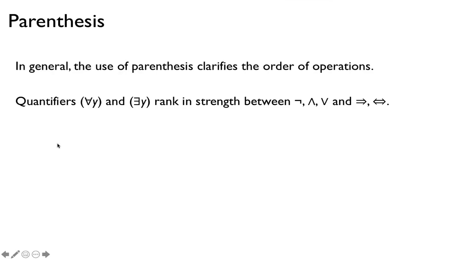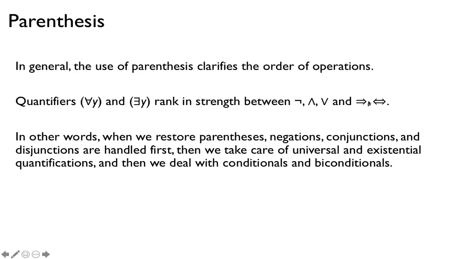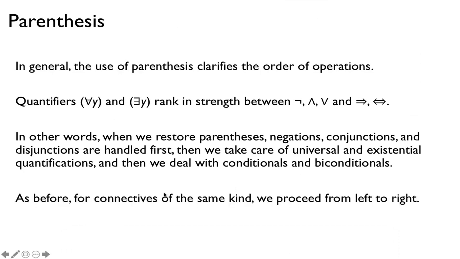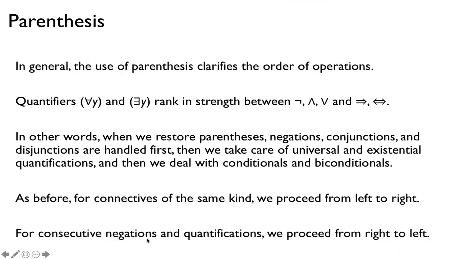Parentheses can be used to clarify order of operations. Without parentheses, this is the order of operations. You do not and or first, then come the quantifiers, then the conditional and the biconditional. In other words, the quantifiers go in between: after the negation and or, but before the conditional and biconditional. And with connectives of the same kind, like a bunch of ors, you go left to right. But with consecutive negations and quantifications, like negation, for all, there exists, you go from right to left. So let's see some examples.